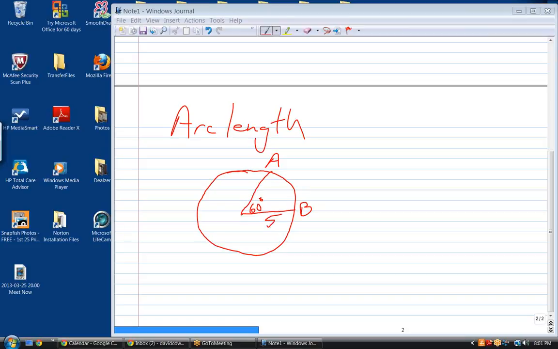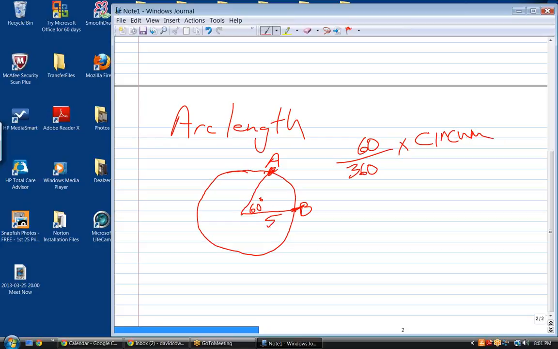You mentioned something you didn't know about arc length. Arc length is the measurement of the length from A to B if you were to straighten it out. In other words, it's the curved measurement. And on the GMAT, the only thing you're going to need to know is that the distance from here to here is 60 over 360 times the circumference of that circle.